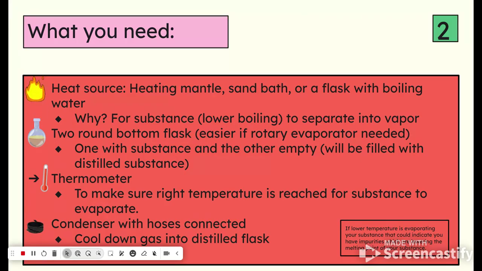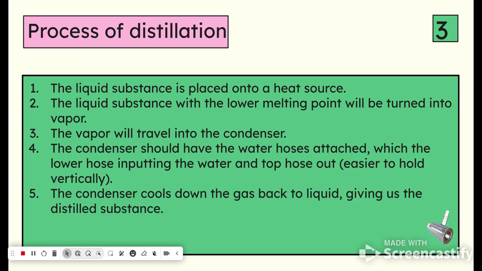And of course, the condenser with hoses connected at the bottom, if holding it vertically, that should be where the water is coming in, and on the top it should be where the water is coming out. And this condenser helps to cool down the vapor, and over time it starts to get a little bit more colder, which you could see as you're doing your distillation.